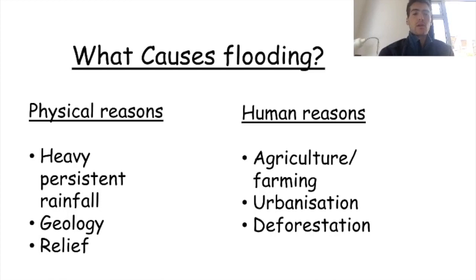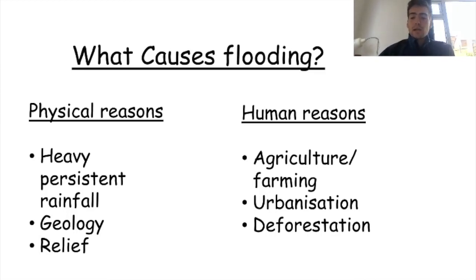So, what causes flooding? We can split what causes flooding into physical reasons and human reasons. So, physical reasons being natural causes and human reasons being factors where we have increased the chance of flooding happening. So, physical reasons: heavy, persistent rainfall, that is the obvious one. Geology, which is to do with the rock types, and relief, which is to do with how steep those slopes are. And the human reasons: agriculture and farming, urbanisation, which means building more houses, and deforestation, chopping down the trees.